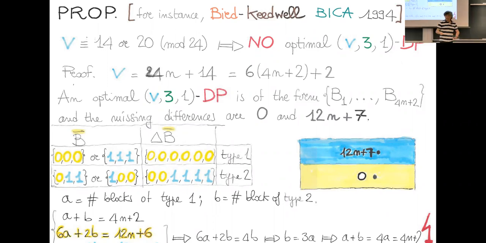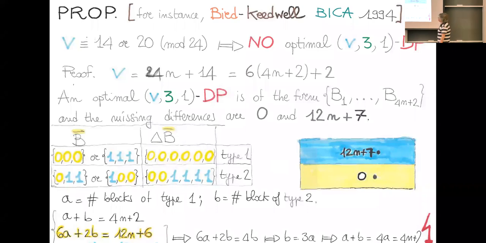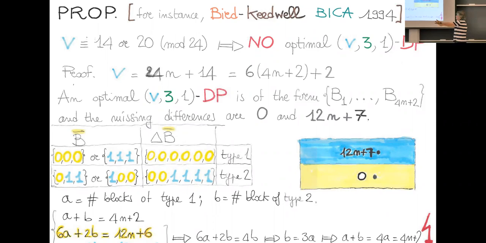Same reasoning considering the blue differences. The blue differences must be 12m plus 6, because all the blue elements except the involution, and they must be equal to 4B. In the end, you find a contradiction. You find 4A equal 4m plus 2. So this optimal packing cannot exist.